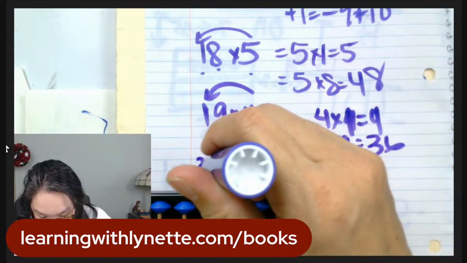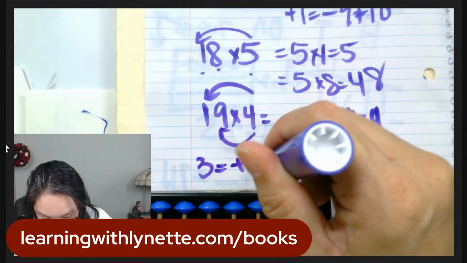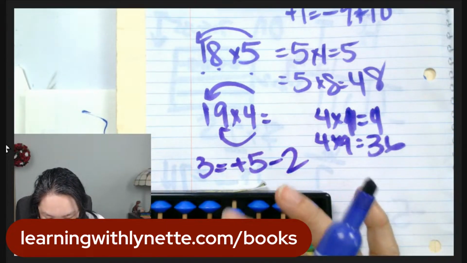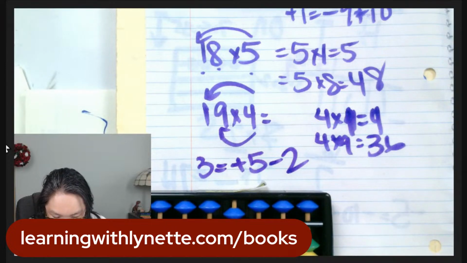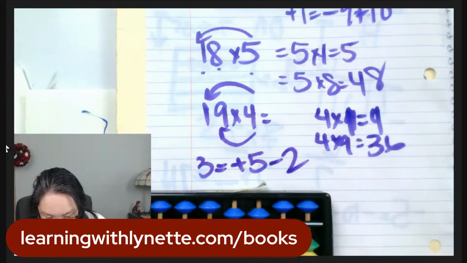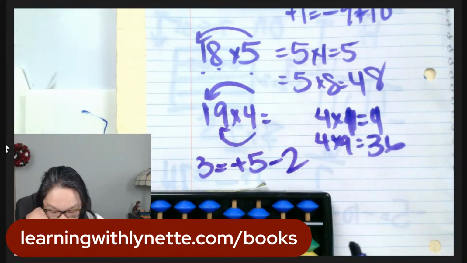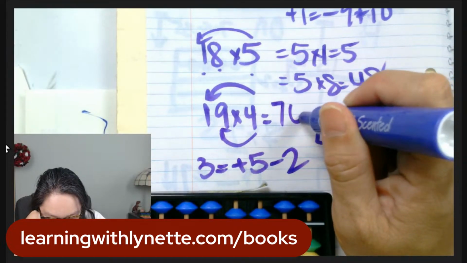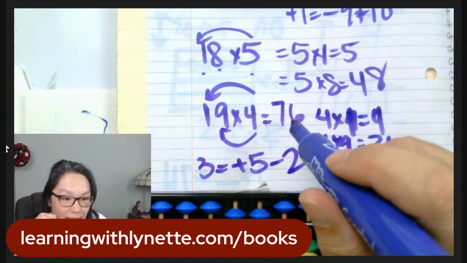Remember how to add the 3? 3 is equal to plus the 5 minus the 2. And then we add the 6. So my final answer is 76. See, that's an adding of the 5.